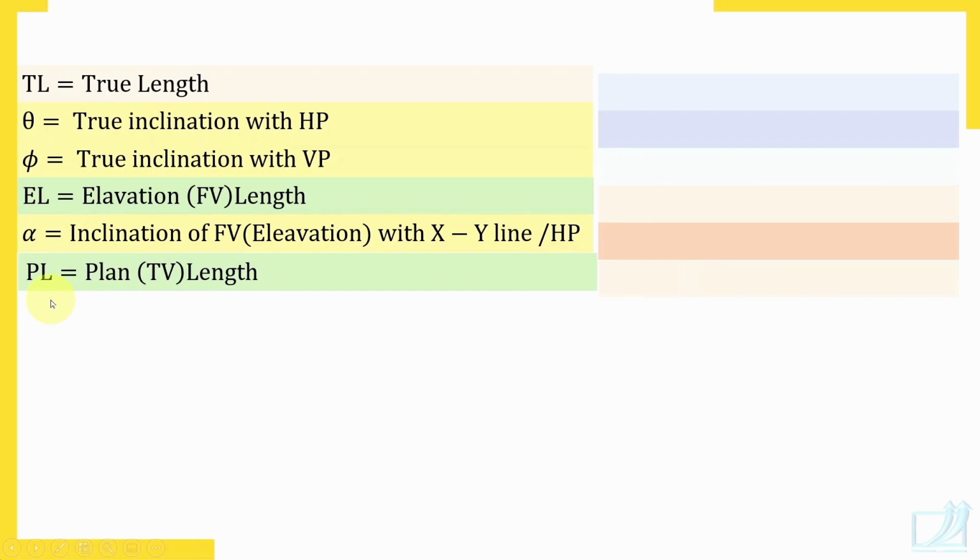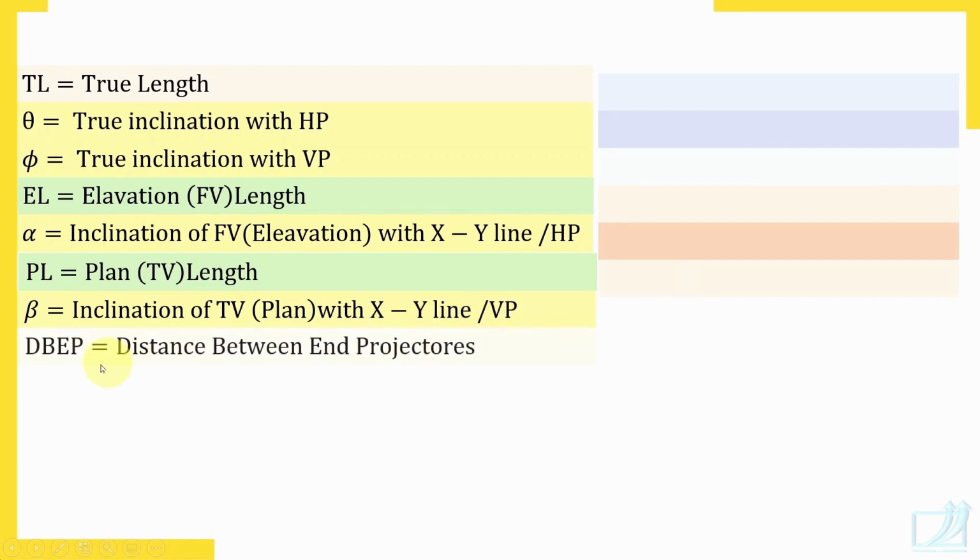PL, that is plan length. Plan is alternative term for top view. So plan length or PL means top view length. Beta is angle made by top view with XY line. Inclination of top view with XY line or with VP, that is one and the same. And DBEP, that is distance between end projectors, projector of end A and projector of end B, distance between these two vertical lines, that is DBEP. You will understand it in detail when we solve problems.